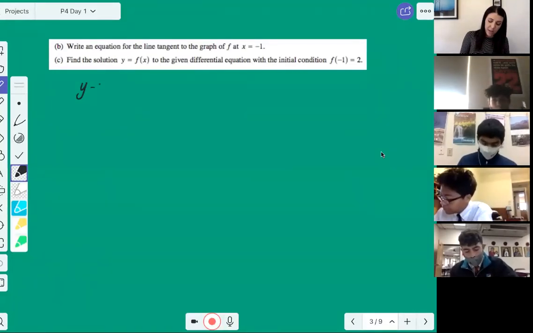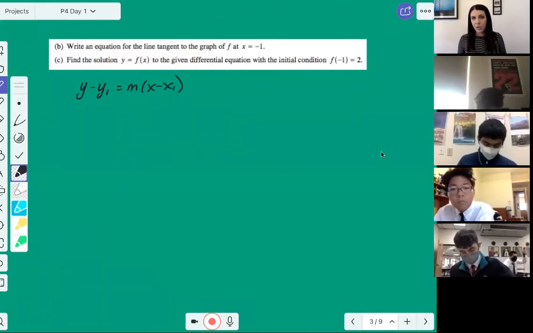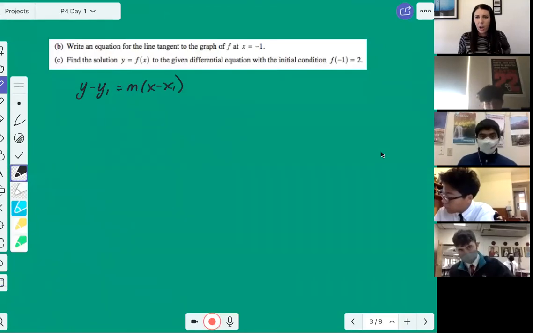Write an equation of a tangent line means y minus y1 equals m times x minus x1. Anytime it asks you to write an equation of a tangent line, please start there. Hopefully no one is still writing y equals mx plus b.